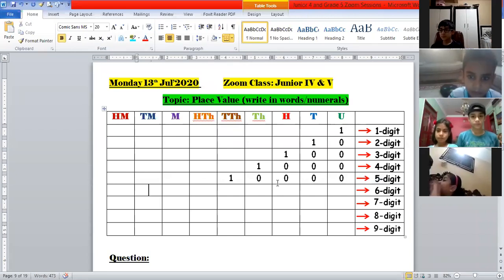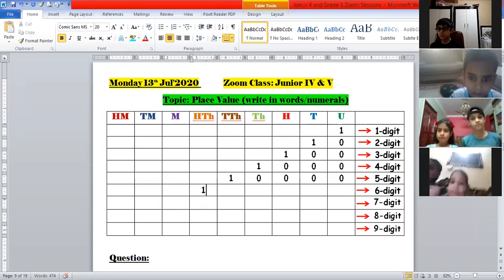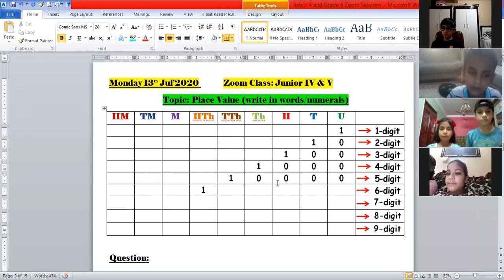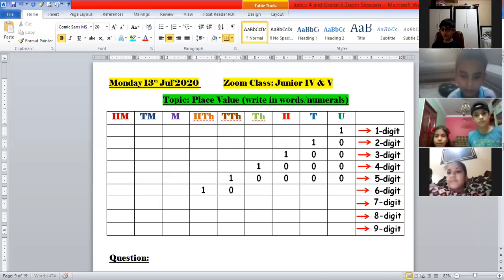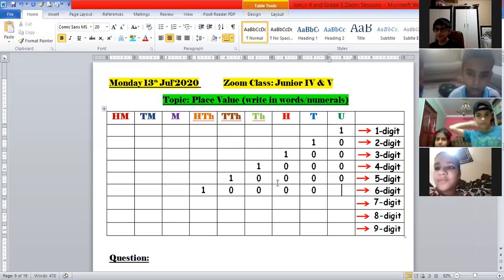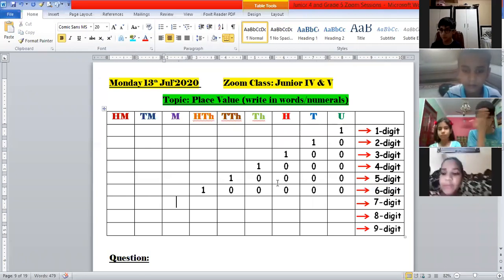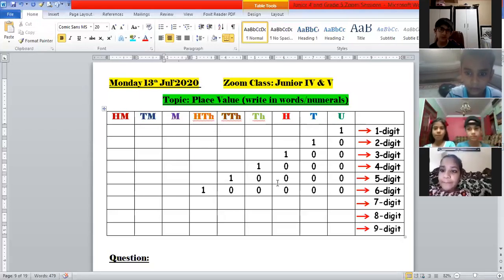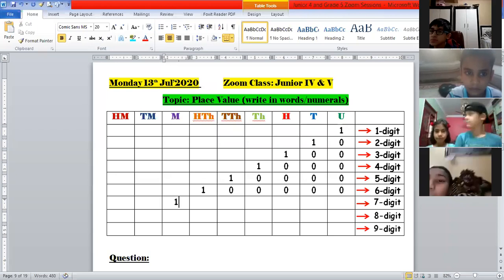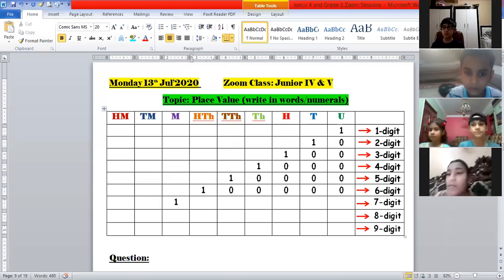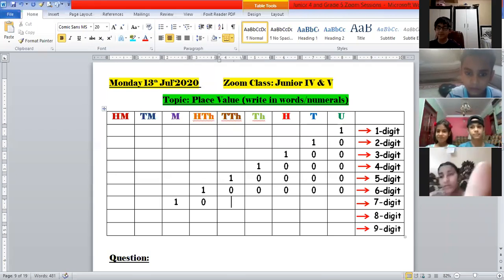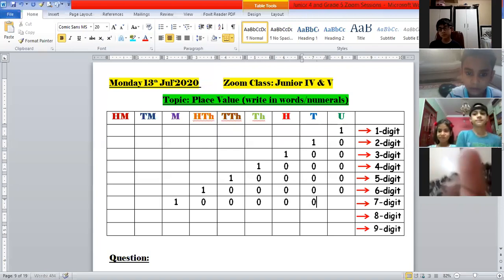You all need to learn this thing. I'll definitely share this on your class book as well. So for 100,000s, we have 6 digit numbers. If you have to write any 100,000 number, it means that the number must be of 6 digits. Same for the millions: if we want to write 1 million, we have to write it in 7 digits.